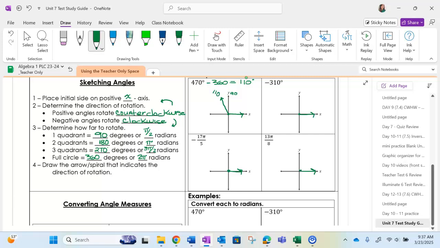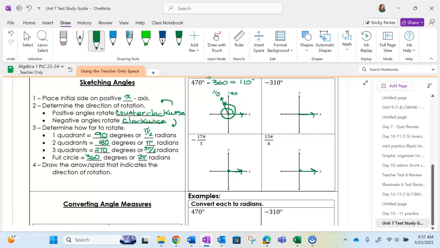But we know we have to go all the way around, so we always start at the initial side and go in the positive direction all the way around, and then keep going till we get to that. So this is 360 plus 110. That's how you draw that.